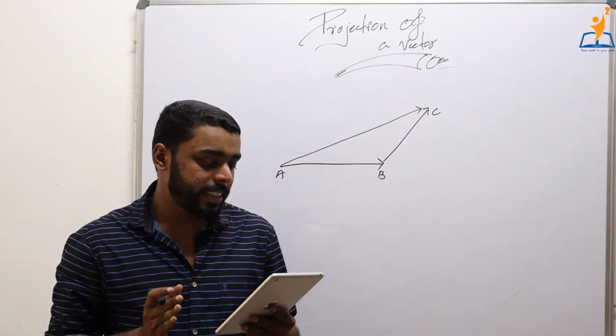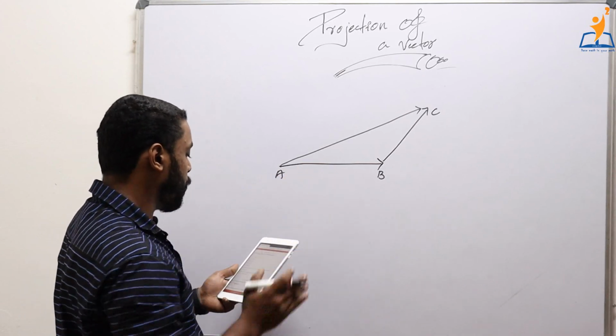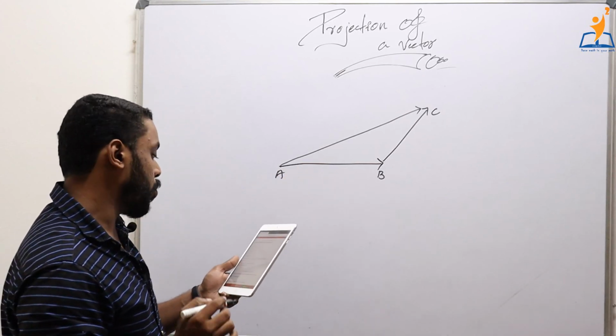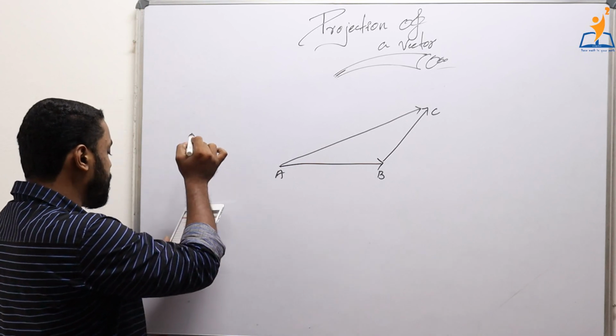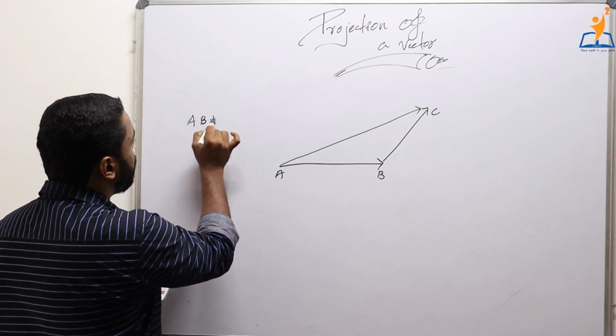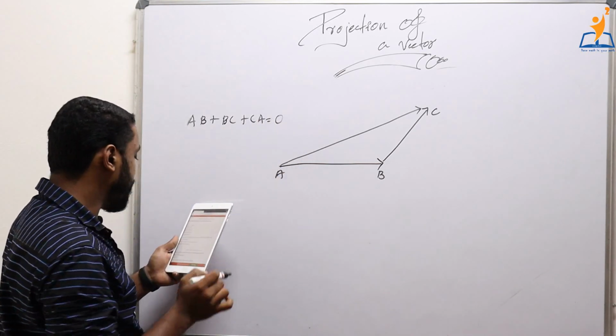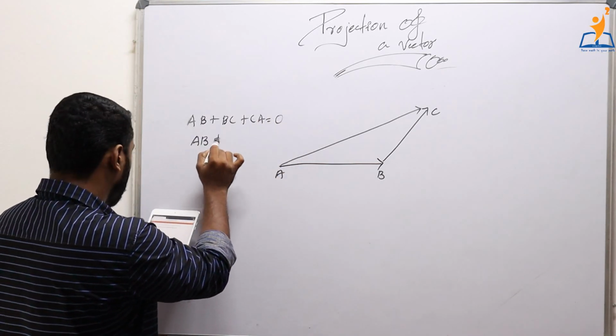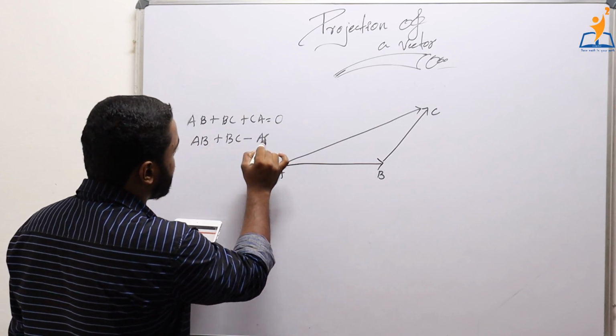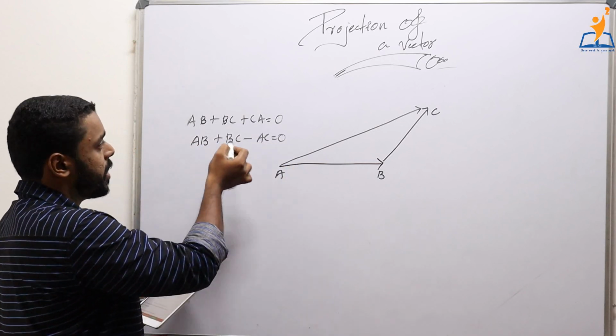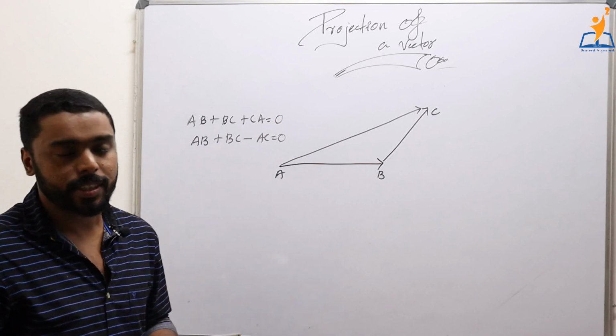The question number 18 is that in the triangle in the figure, which of the following is not true? First one is AB plus BC plus CA is equal to 0. And the second one is AB plus BC minus AC is equal to 0. We shall check whether these two are true or not, and then we shall check the third one.